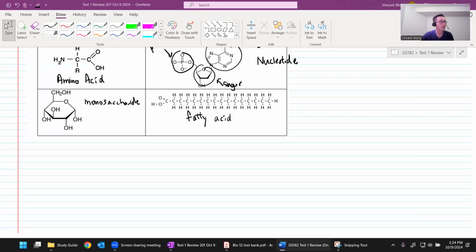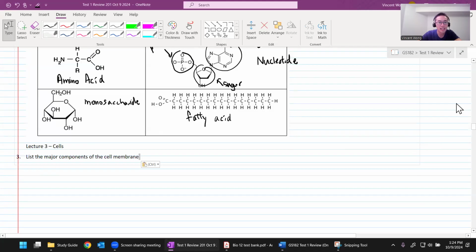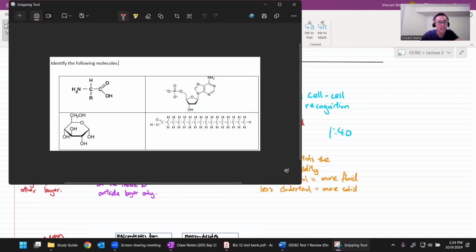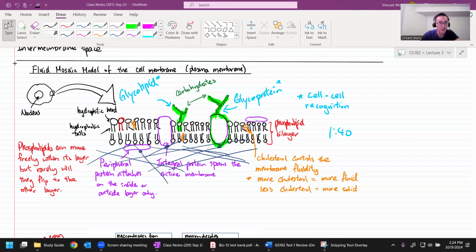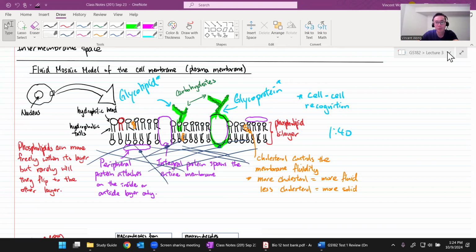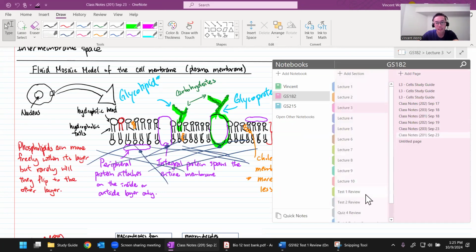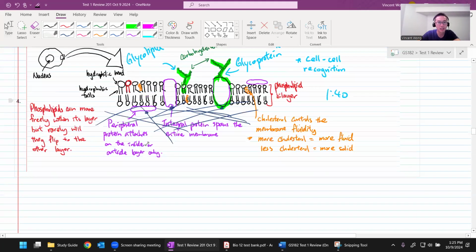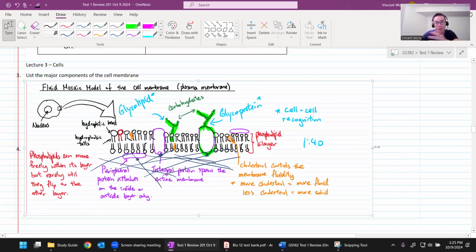All right, moving on. Lecture 3, list the major components of the cell membrane. I am not going to go through it again, but it's basically this picture. You have it in the notes. I hope you've copied it down when we did it together. This is the fluid mosaic model, and it contains all the key components of the cell membrane. So you should know what they are and what they do. All of them are written on the diagram.